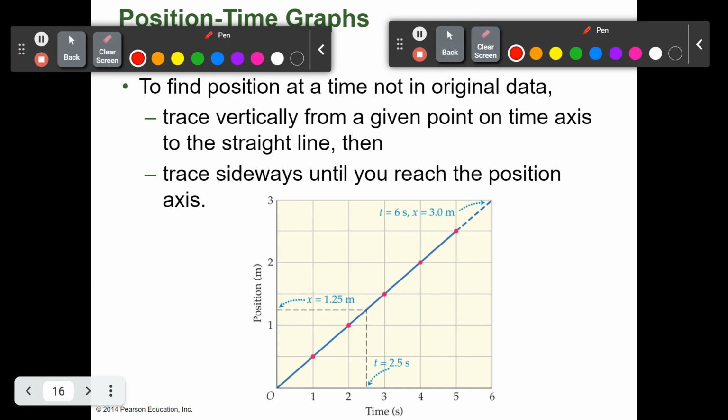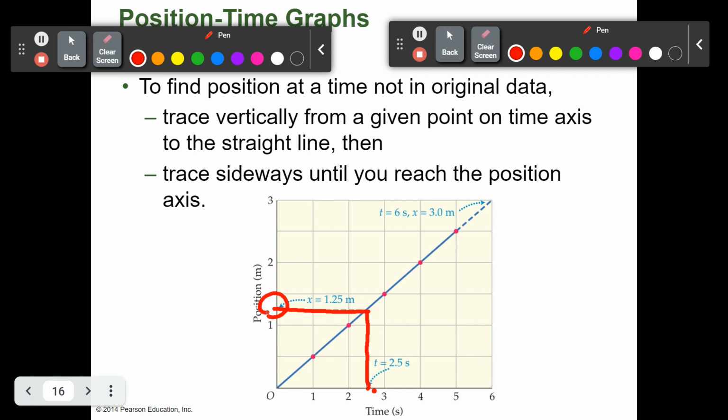So let's say we have a time that's not actually a time that we measured. Let's say I want to know what the position is at 2.5 seconds, and I didn't necessarily measure 2.5 seconds. We're going to interpolate. Interpolate means I look at the graph, I find the time, I go up till I hit the line, and then I go across. And that's going to give me my position. So my position is approximately 1.25 meters.